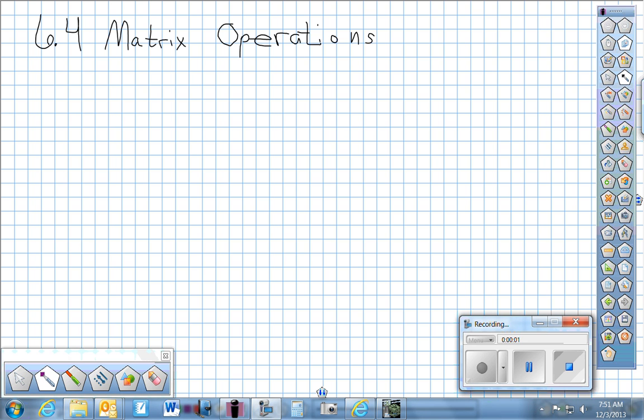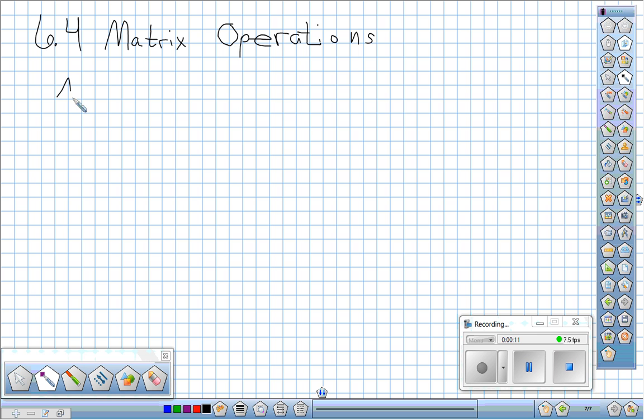Four matrix operations. And just so you know, we've already done the really hard matrix operations. Okay, what we're going to start with is just addition and subtraction. Usually we call a matrix with a capital letter. This is the name of the matrix.